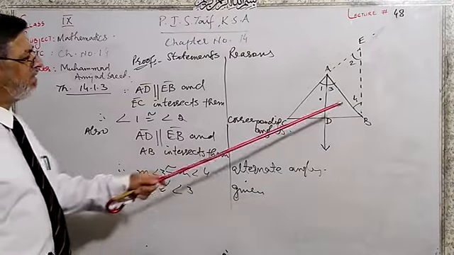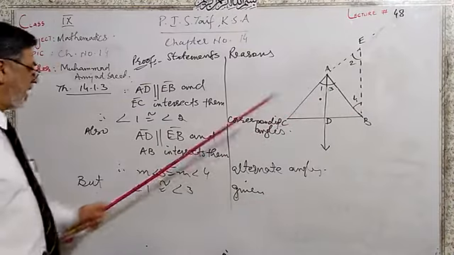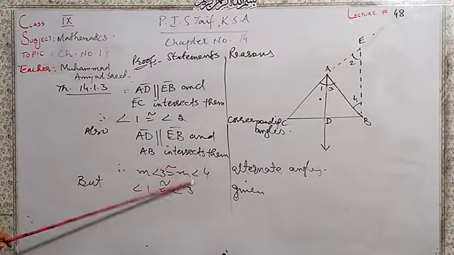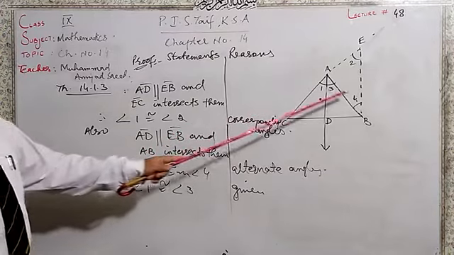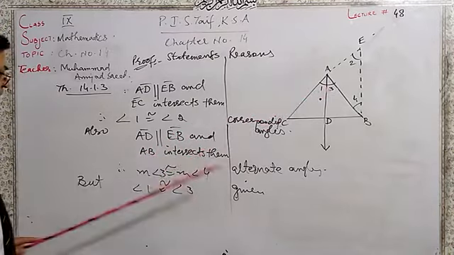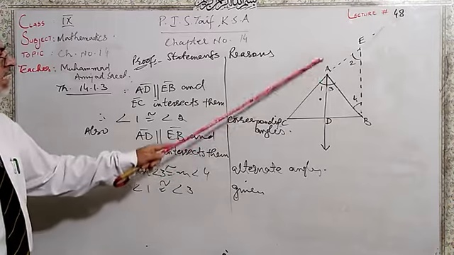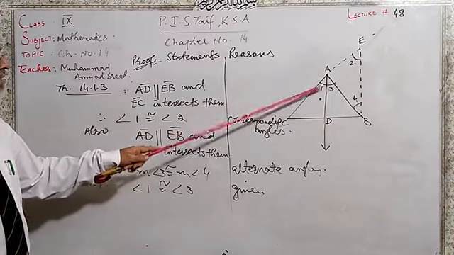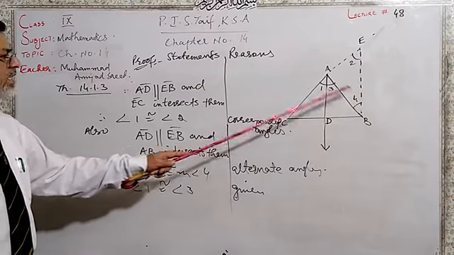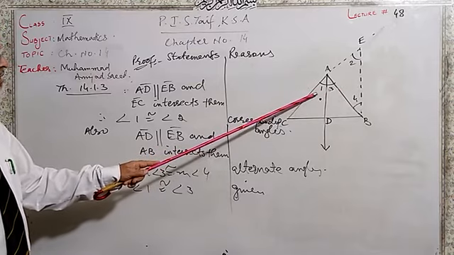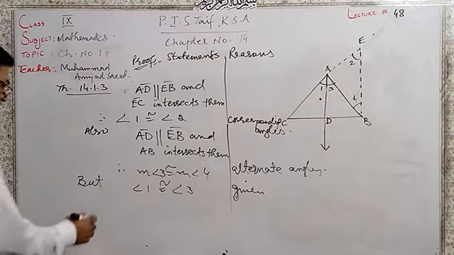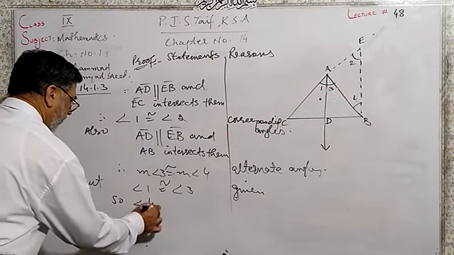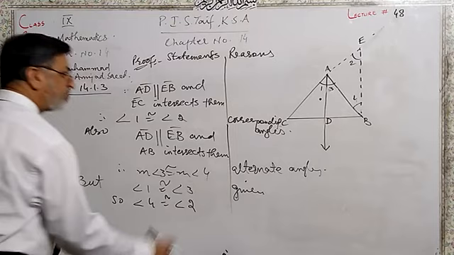4. Again, angle 4 is equal to 3, we have written, they are alternate angles. 1 is equal to 2, they are corresponding angles. So 4 is equal to 3, but 3 is equal to 1 because AD is angle bisector. So 1 is equal to 3 also. Therefore 4 is equal to 2. So angle 4 is congruent to angle 2.